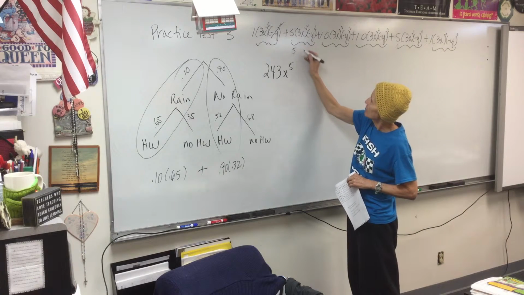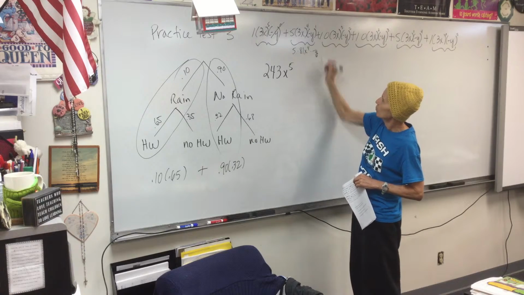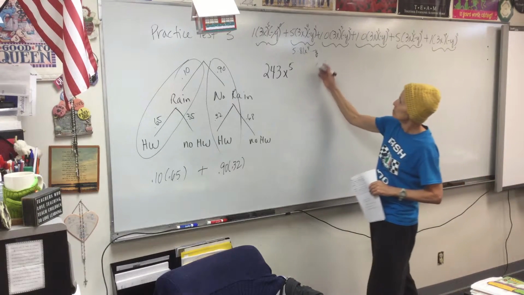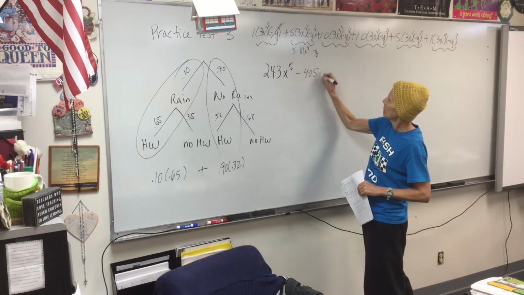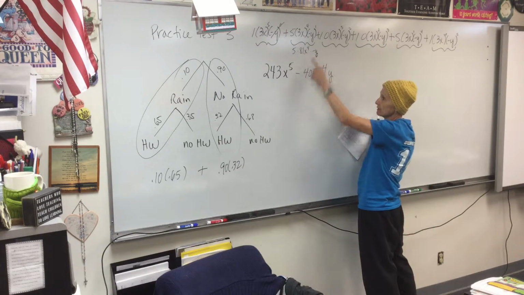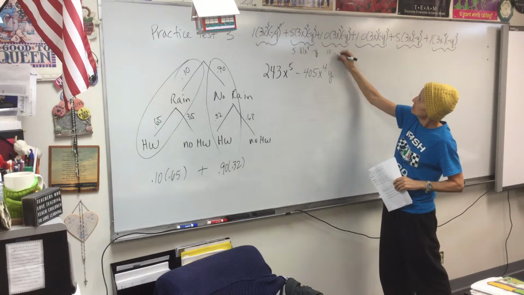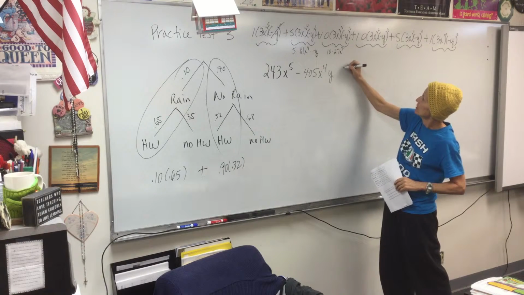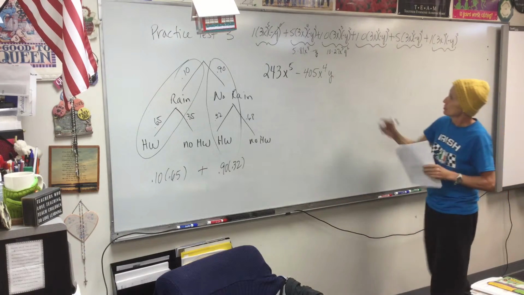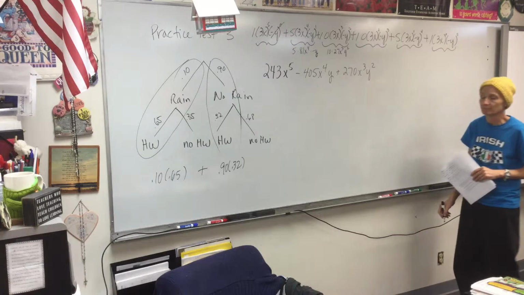Now I've got a 5, an 81 x to the 4th, and a negative y. Now that's not a subtraction, that is a multiplication problem. So that gives me negative 405 x to the 4th y. 5 times 81 times negative 1. Now I've got a 10, a 27x cubed, and a y squared. That's going to be positive because you're squaring out the negative. So that's going to be 270 x cubed y squared.